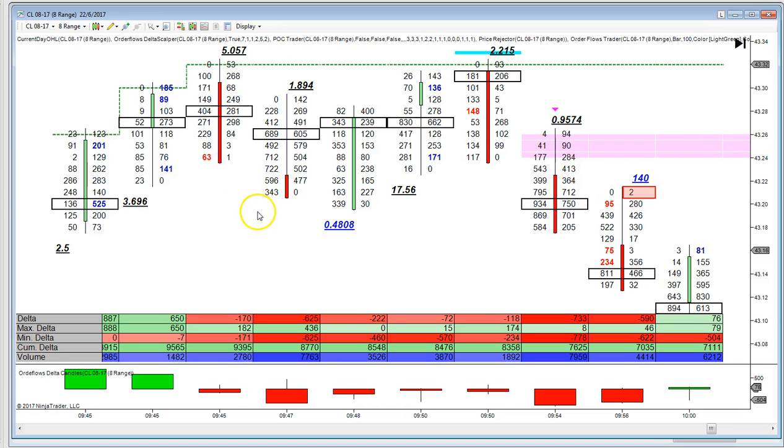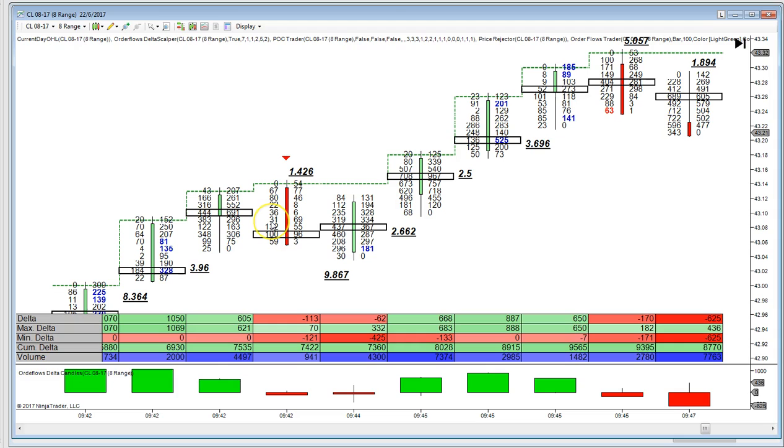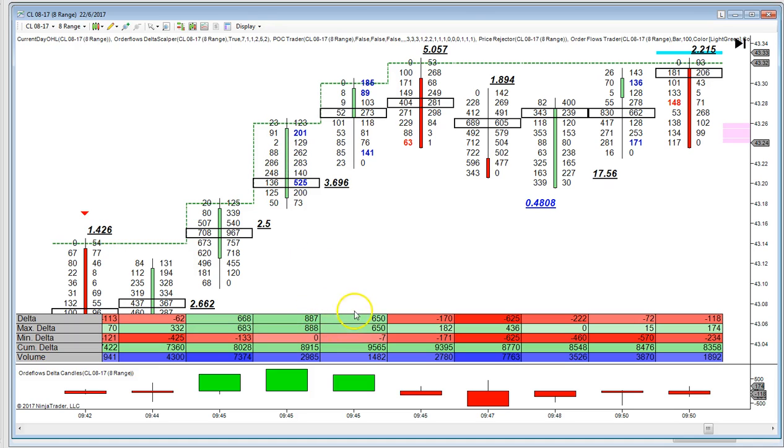Okay, so this is kind of an example, I guess. The market's rising here on negative delta. You get up here near the high, it's 800 here in this delta, 650 here, minus 170 on the high. Okay, why?